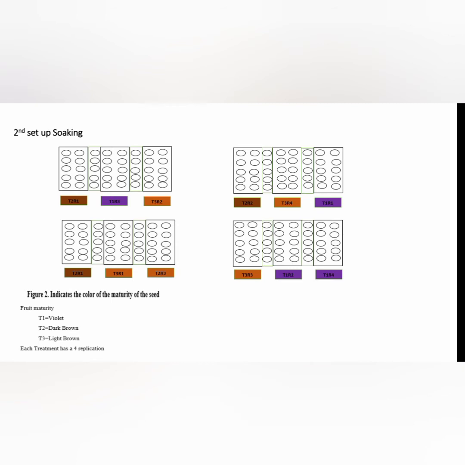And the second figure is the second setup, with soaking. This figure is the same as Figure 1. It just indicates the color, the maturity of the seed. And this was soaked for 8 hours. So it also has 4 replications and 10 samples.